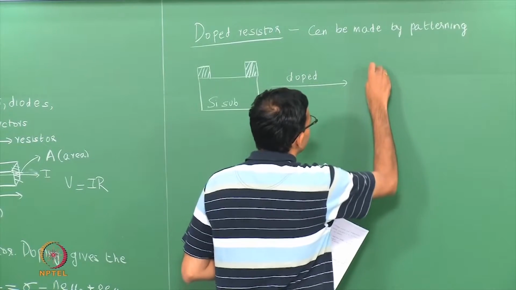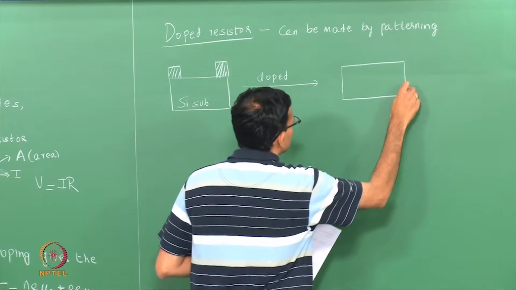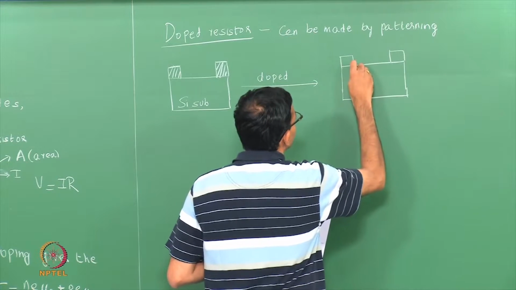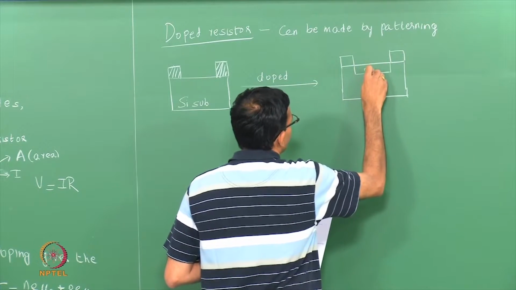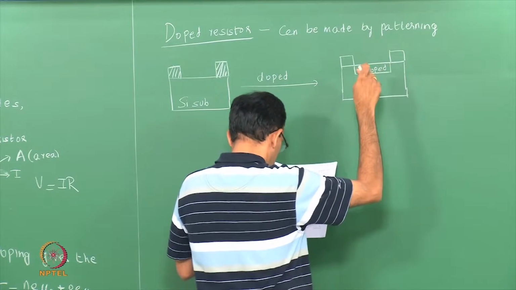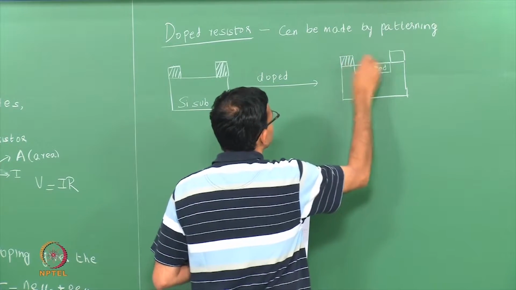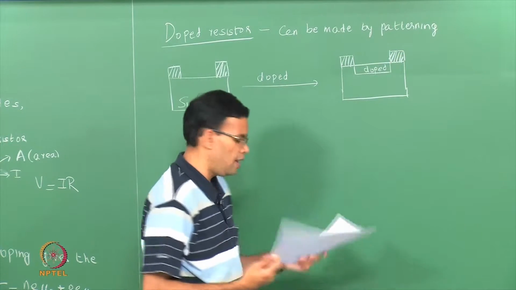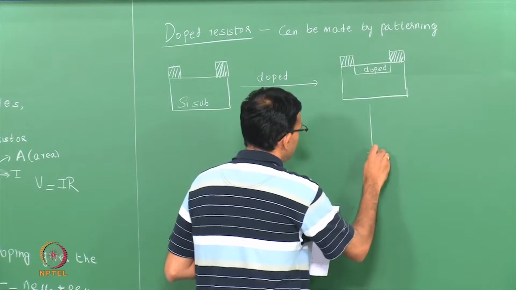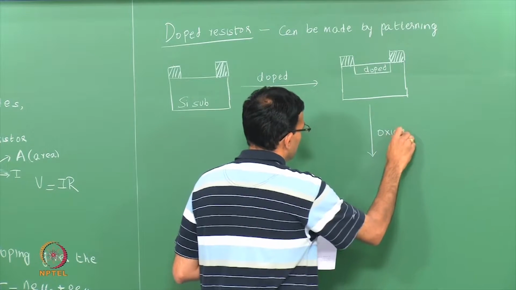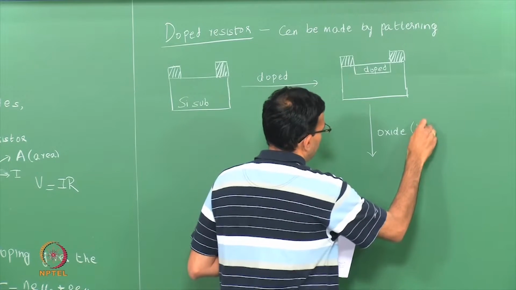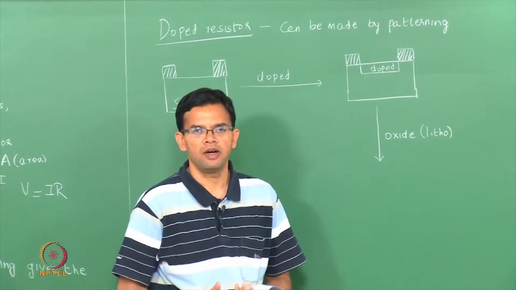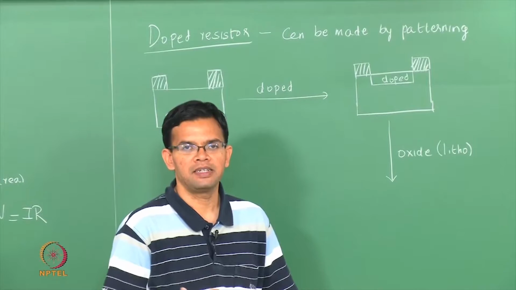So, you dope this to create a doped region, and then you still have your hard mask. You can then grow a layer of oxide. Again, this can be grown by patterning using lithography, because whenever you form a resistor, you always want to make electrical connections to it.